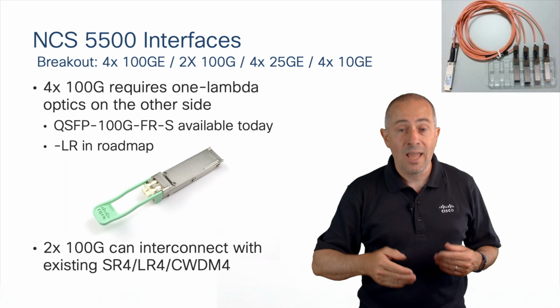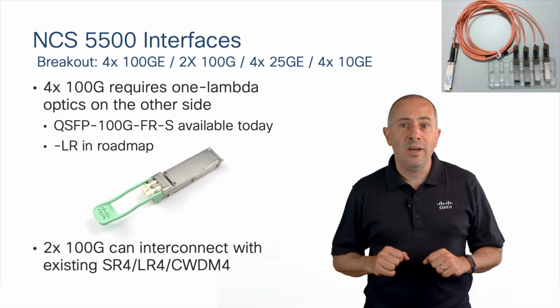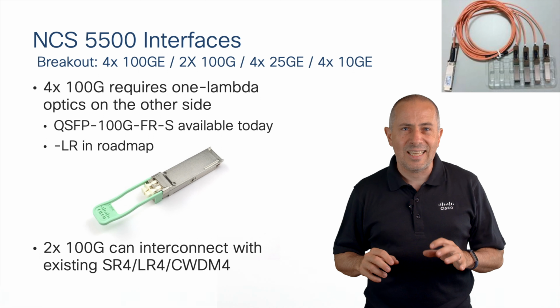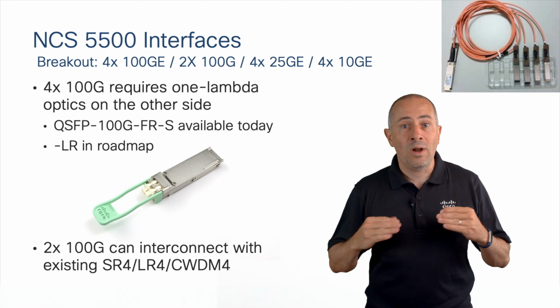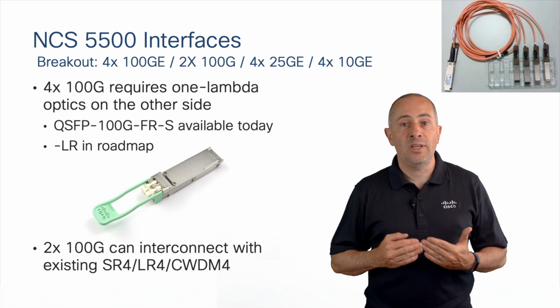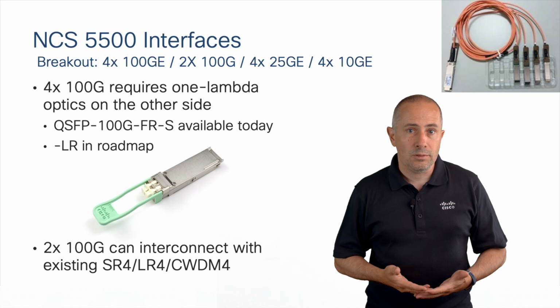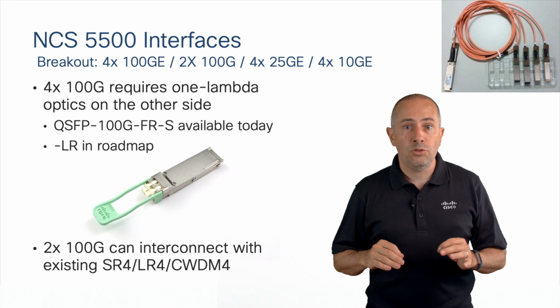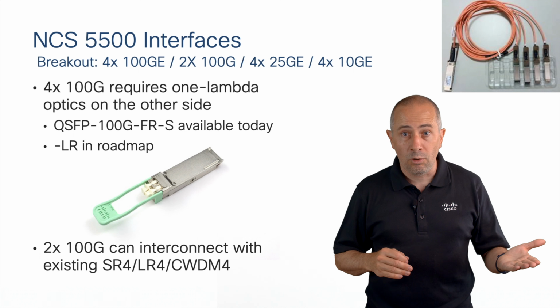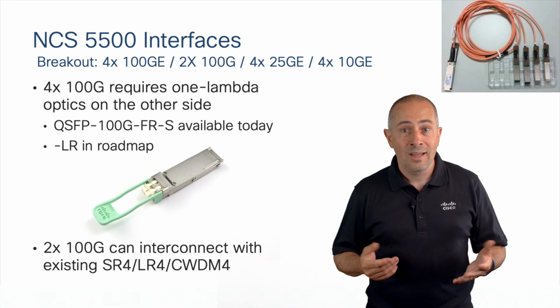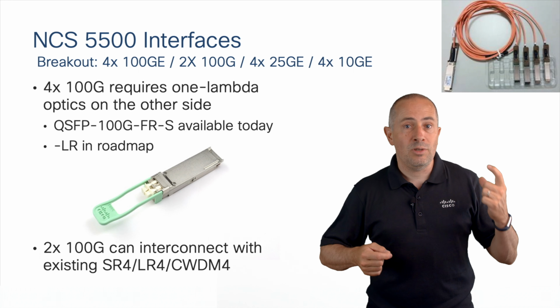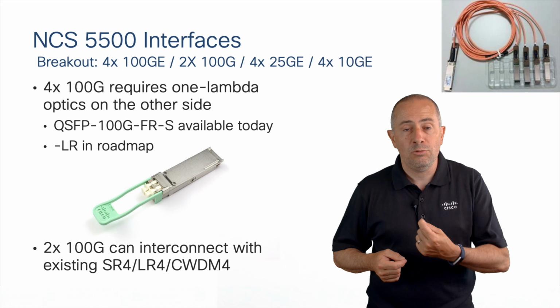FR is available today, LR is coming. If you are rolling out a 100 gig deployment today, it's highly advisable to consider 1 lambda QSFP to prepare future connection to 400 gig breakout. Now, if you need to connect to your existing 100 gig SR4, LR4 or CWDM4, it can be done, but with a QSFP DD and just 2 by 100 breakout.